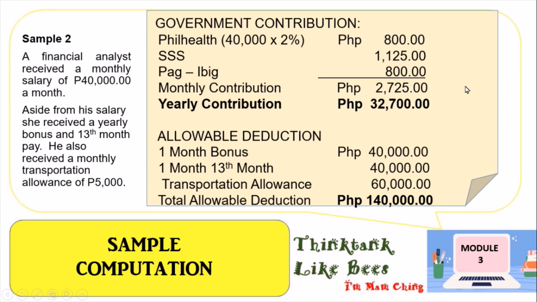2,725 pesos, multiplied by 12 to have a yearly contribution of 32,700. Okay? For the allowable deduction, we have a bonus, the 13th-month pay, and a transportation allowance of 5,000 multiplied by 12 to make it 60,000. So all in all, the total allowable deduction is 140,000. Okay?